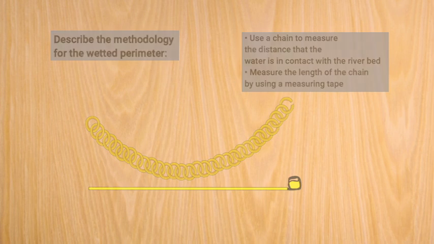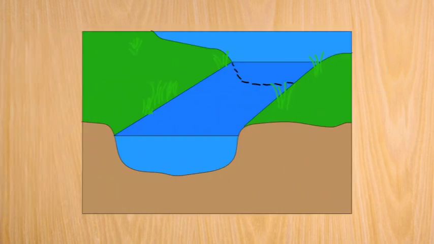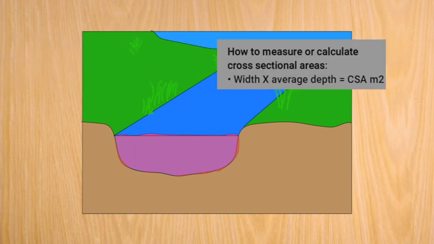We may also be asked to show how to measure the cross section of the area, which gives the amount of discharge in the area. This can be obtained by using a simple calculation of multiplying the width with the average depth.